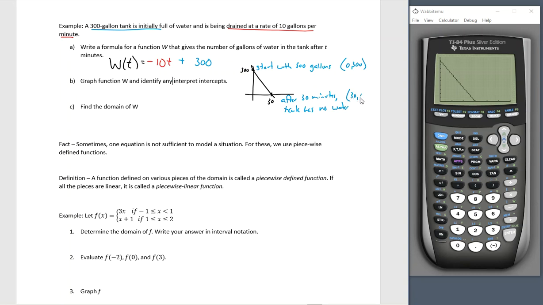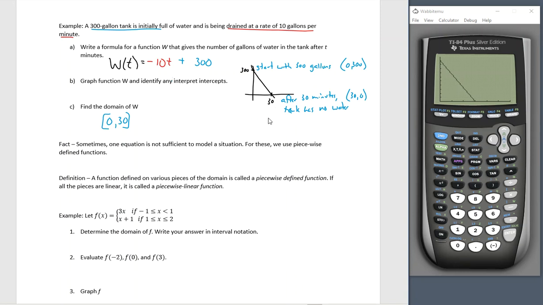So at 30 minutes, 0 gallons. All right, fantastic. Now, if we look at this in general, if we look at just the equation, W of t equals negative 10t plus 300, our domain is all real numbers. But because this is an actual word problem that really means something, the domain of W will be the interval from 0 to 30. Because there's no need to talk about how much water is in the tank after 30 minutes. It's empty. It doesn't go on forever.